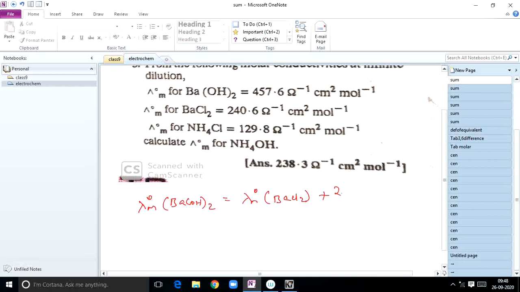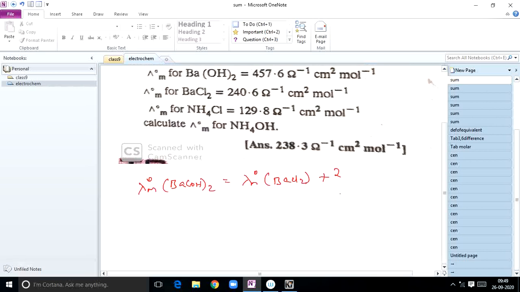so here he is asking, lambda m naught of ammonium hydroxide he is asking. So we have to solve this one students. Barium chloride here, ammonium chloride is given here. Okay. So lambda m naught of barium chloride. How you will bring out the relation? Let us derive it. Okay students, let us better derive this one.